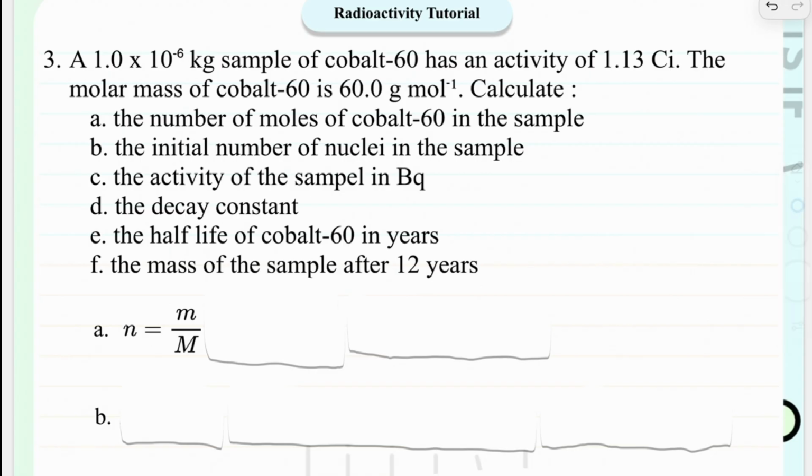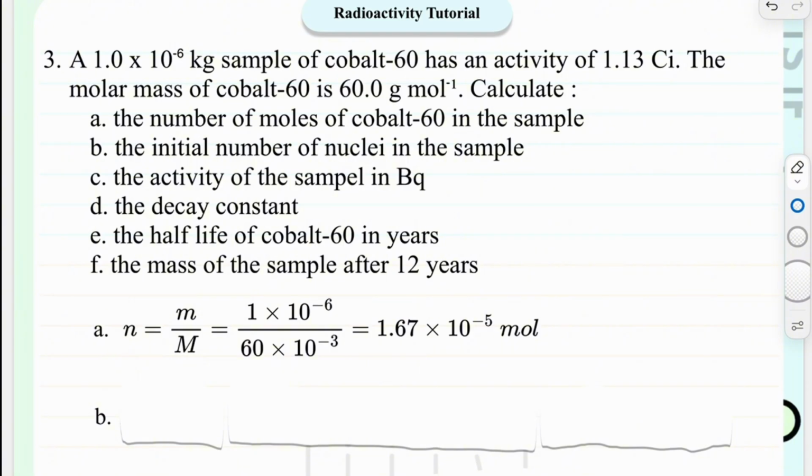Again, you have to remember that you have to change the molar mass from grams to kilograms, because kilograms is the SI unit for mass. We're going to use 1 times 10 to the power of negative 6 divided by 60 times 10 to the power of negative 3. 60 as in the grams changed to kilograms. The answer is 1.67 times 10 to the power of negative 5 moles.